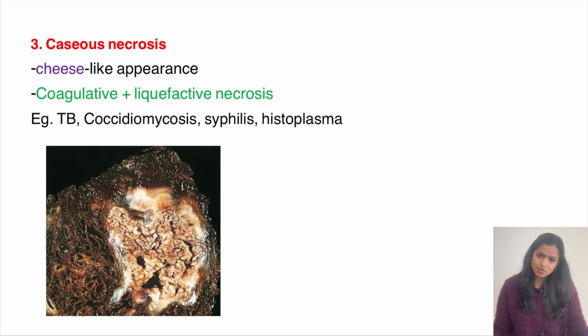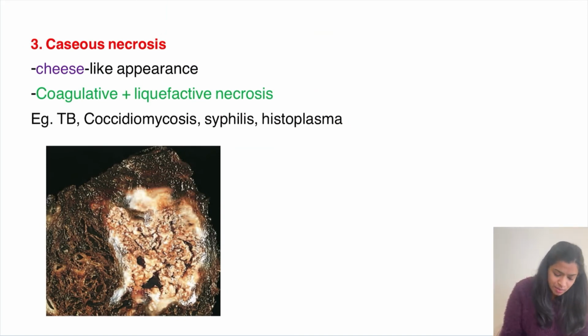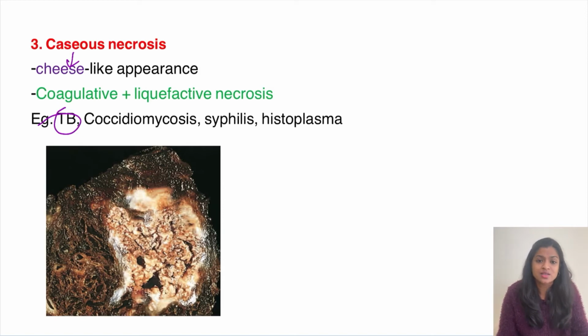Moving on to the next kind of necrosis, which is caseous necrosis. Caseous actually means cheese-like, a cheesy appearance. And why does this appear like cheese? Because those which are rich in lipid content in the cell wall result in the formation of caseous necrosis. The most important example we all know is TB. Tuberculosis is the most important cause of caseous necrosis in our country. Other than that, we can have coccidioidomycosis, histoplasma, and syphilis also. All of these can show caseous necrosis.